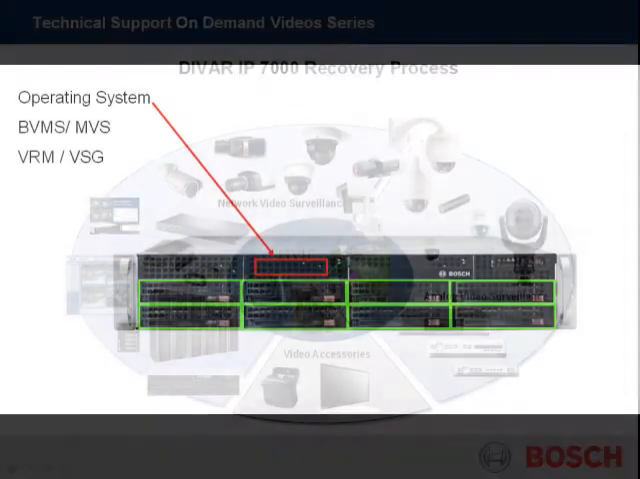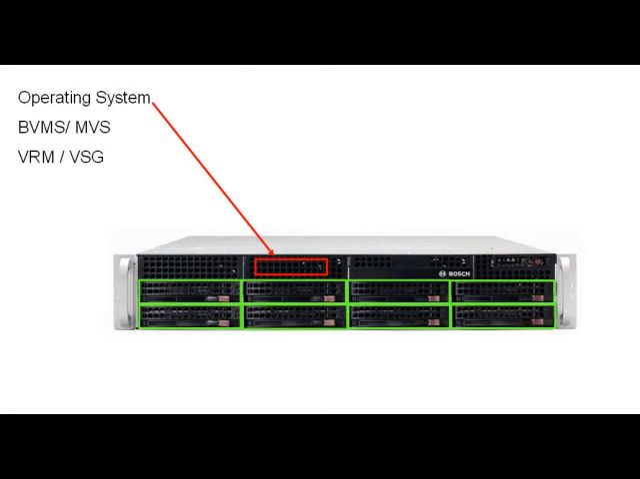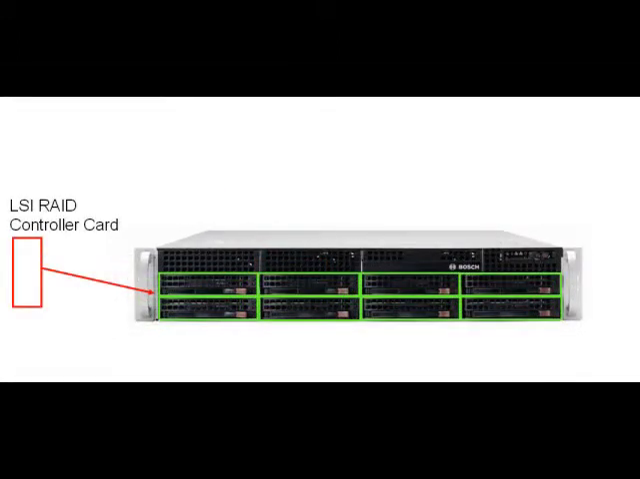To better understand the recovery process, you must first understand the mechanics of the appliance. The DIVAR IP 7000 is equipped with an 80 gig SSD drive, which contains its operating system, BVMS, MVS, VRM, and VSG. The storage which the appliance uses is a RAID 5 array, which is created and managed by an LSI controller card that is internal to the appliance.